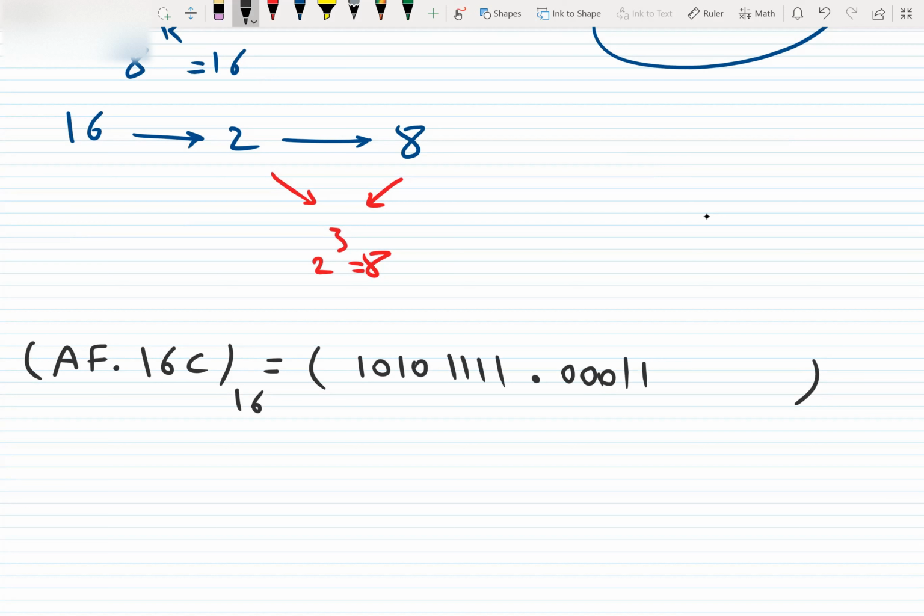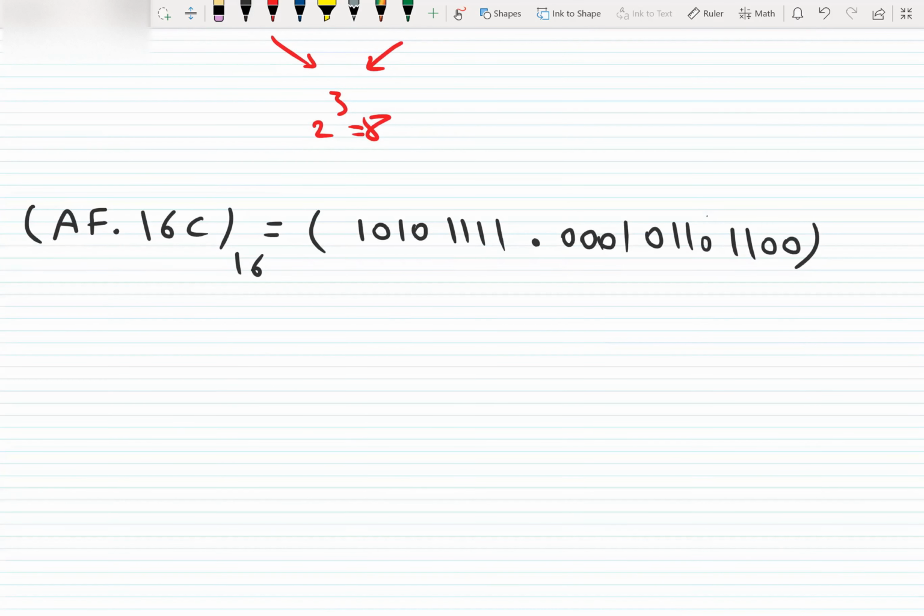6 is 0, 1, 1, 0. And the last one is C, which is 1, 1, 0, 0. Okay, so how do we know that C is 1, 1, 0, 0 and A is 1, 0, 1, 0? I will talk about it in a little bit. So first, let's finish this example, and then I will talk about those conversions.